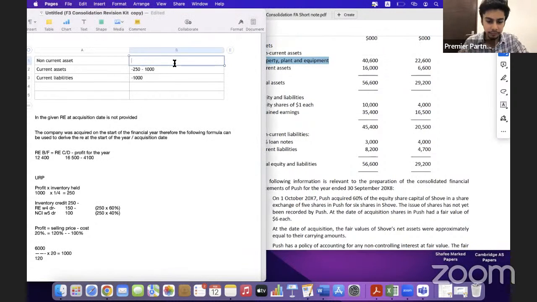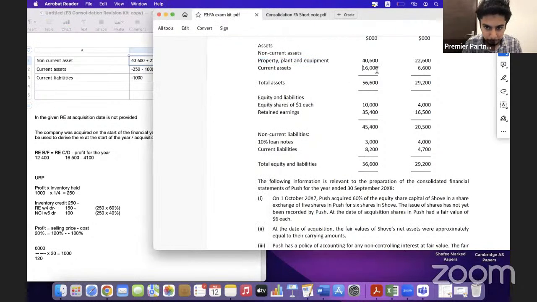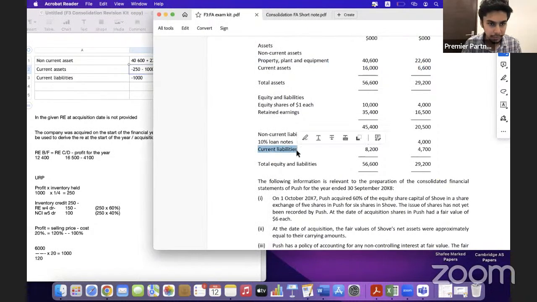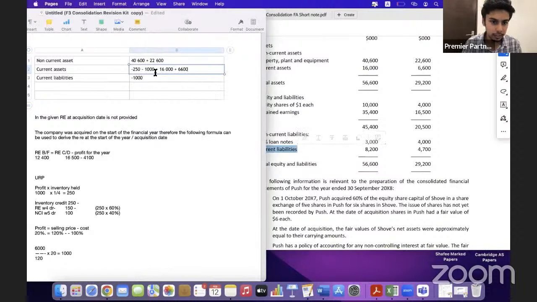Let's start that one. 40,600 plus 22,600. Current assets: normally, how do we do current assets? We take parent plus subsidiary. So over here, plus 16,000 plus 6,600. Current liabilities: normally, how do we do current liabilities? Parent plus subsidiary. So over here, 8,200 plus 4,700. This is how we should get the answer.